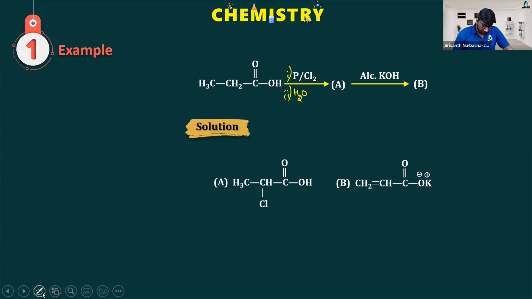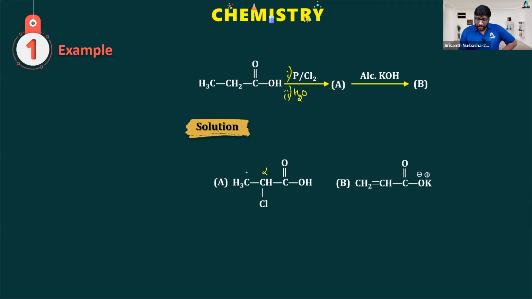Look at the options. Based on the options, choose the right one. Because if in all the options they are given alpha substitution, beta substitution and all, then you have to do HVZ only. If acid halides are given, then you have to go with the acid halide only. Now this has been treated with alcoholic OH. Alcoholic OH is a strong base, which undergoes elimination.